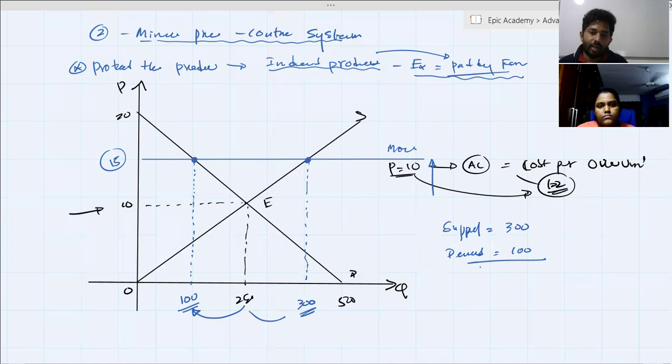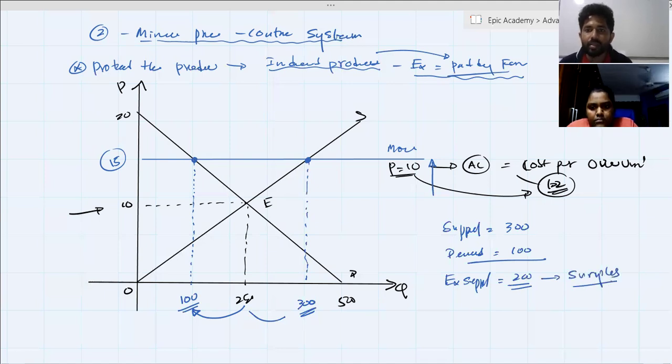So now you can identify there must be an excess supply. We already discussed that. 200 excess supply. We call it a surplus. Surplus situation.